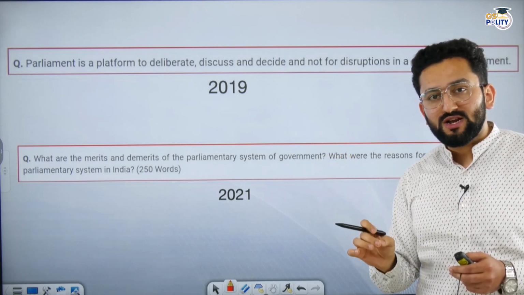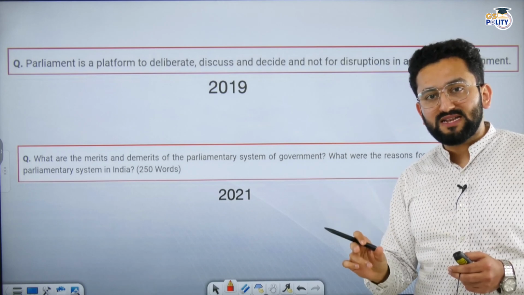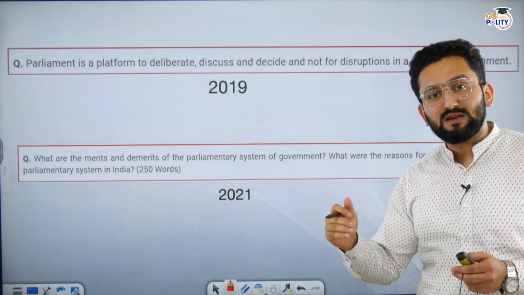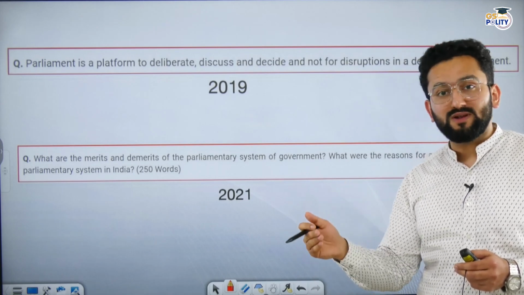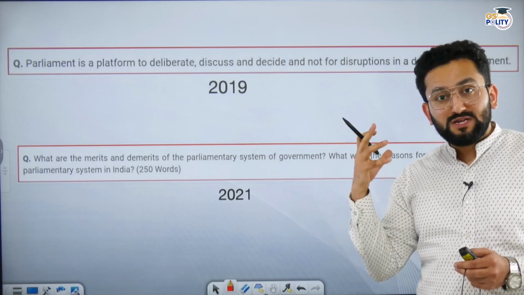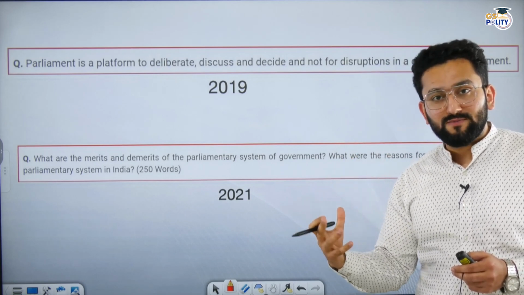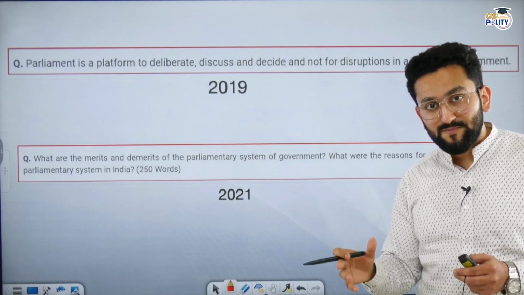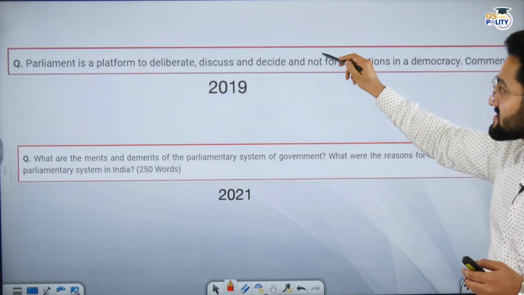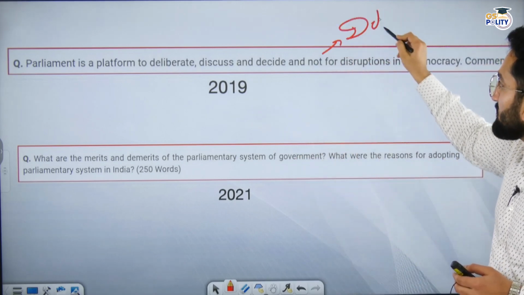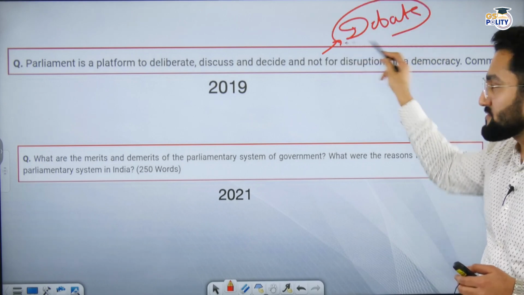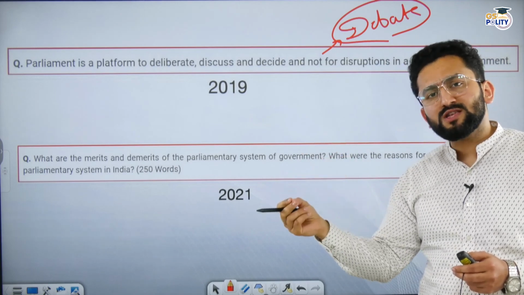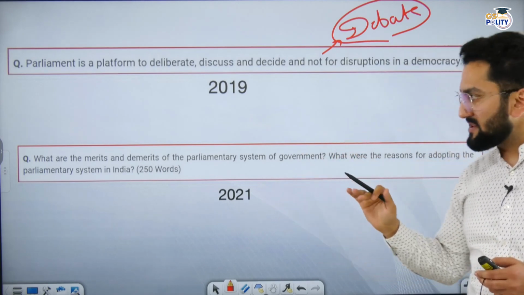Because there were reports that a considerable amount of time of Parliament gets wasted in these disruptions. So should we have some dedicated rules in Parliament so that this precious time of Parliament, money of ours which we have contributed as taxpayers, can be saved? So the question in mains would be around a major debate. One set of questions is on debate. Other kinds of questions are on principles and provisions as well.